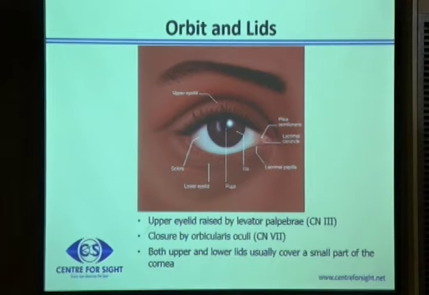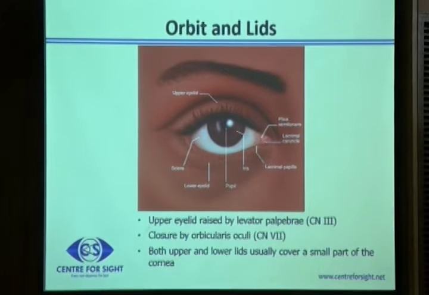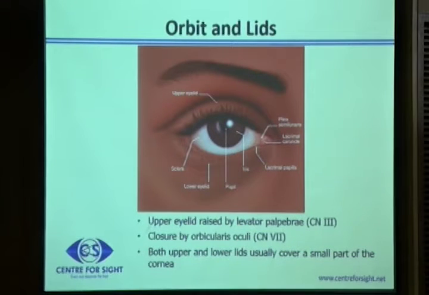So if we look at the orbit, the orbit takes the brunt of the injury whenever any object hits it. So the orbit is made by the frontal bone at the top, the sphenoid and the ethmoid medially and inferiorly, and the temporal bone forming the lateral border.